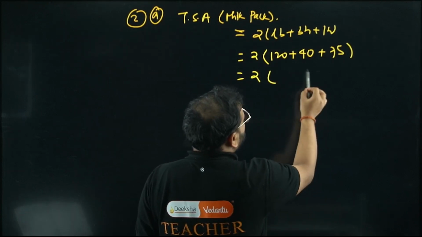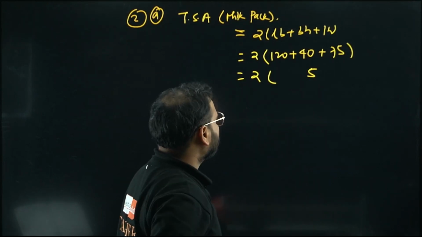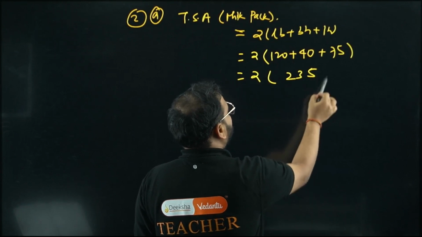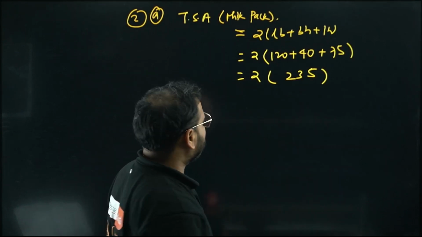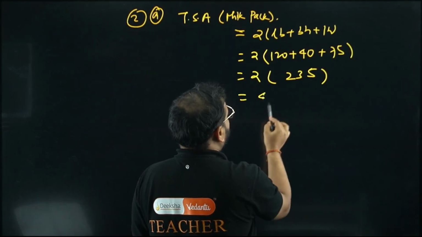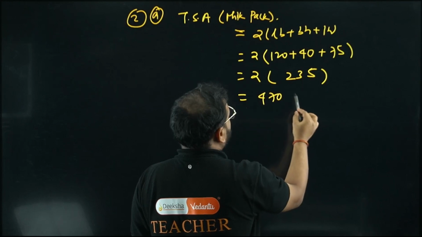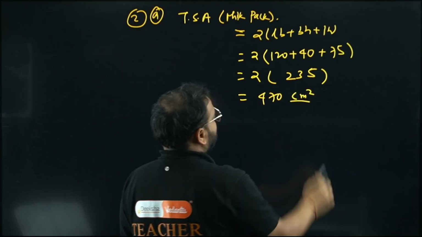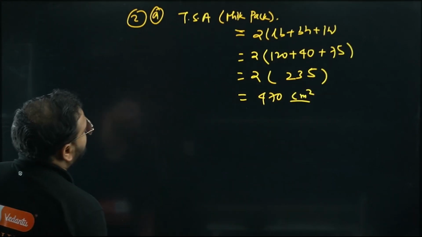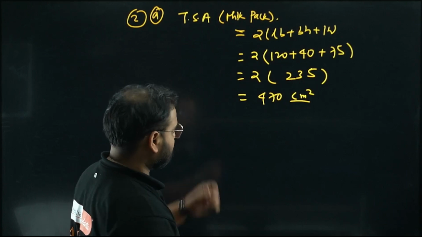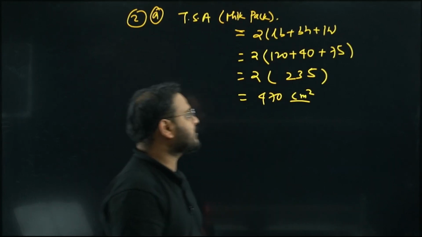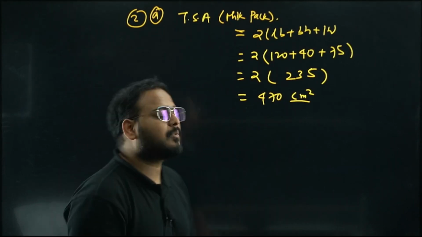So it's going to come as 235. What is the answer? 470 is the area, centimeter square. Correct, sir. 235 times 2 is 470 centimeter square. So question number 2A is done.